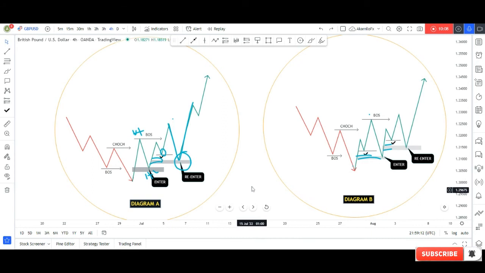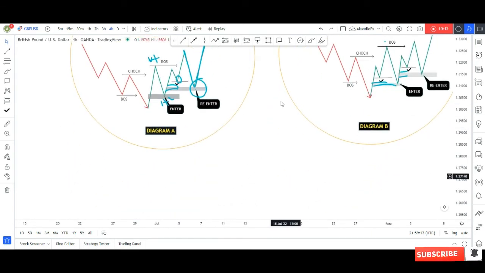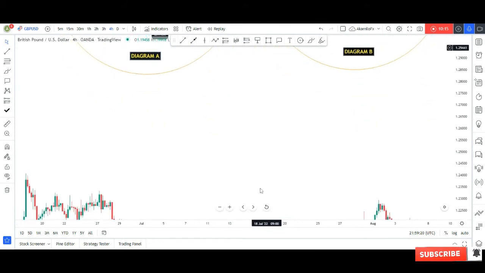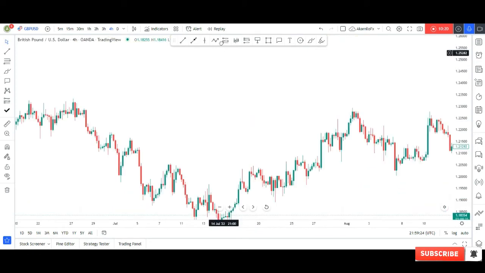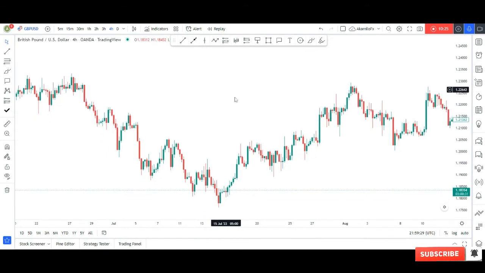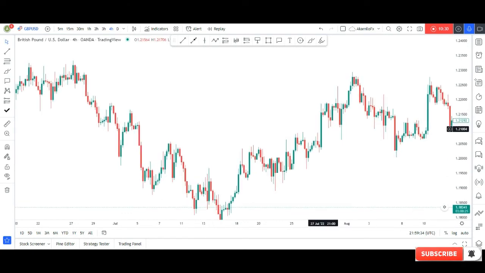So guys, let's move into the chart to find an example of this. Okay, now we are looking at the chart. This is pound dollar in the 4 hour time frame. So guys, let me just use the replay mode so we can see what price does.